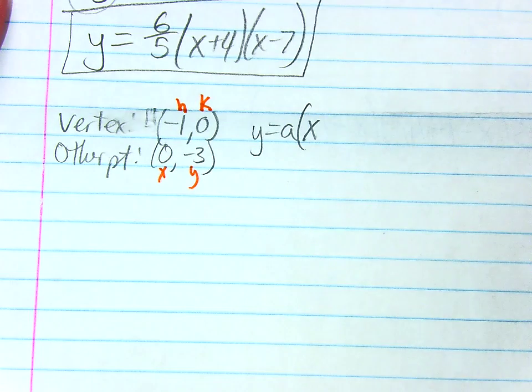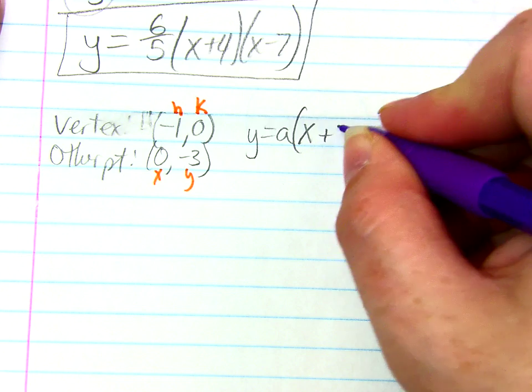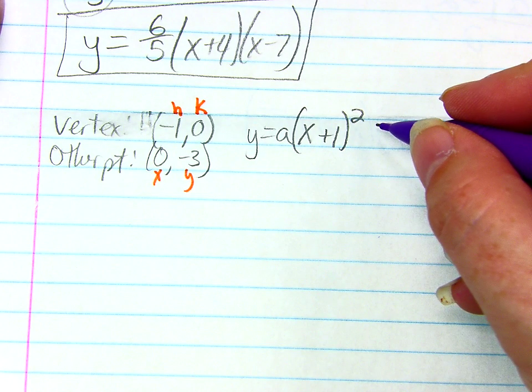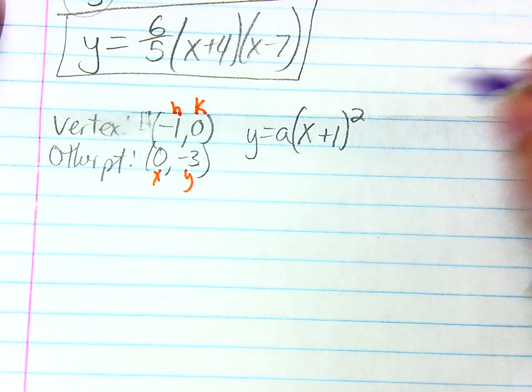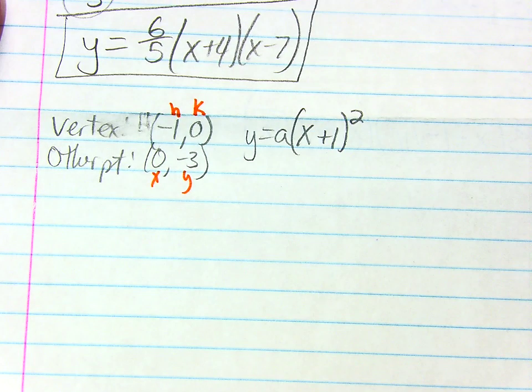So it's going to be X plus 1 squared, and then plus K. Since K is 0, you don't even need to write it. Don't bother writing plus 0. I mean, you can, but why? Leave it. Save the ink.